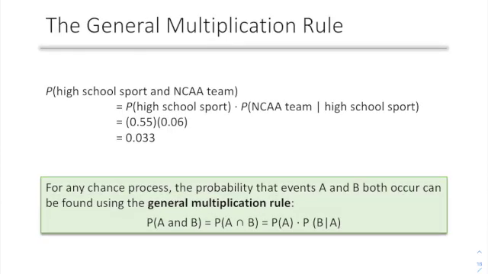So, the general multiplication rule, probability of A and B, so the probability that they play in high school and go on to play in NCAA, is the probability of A intersection B, A and B. That is equal to the probability of A times the probability of B given A. Remember, B was the event of them going on to play in NCAA. A is the event that they play high school.